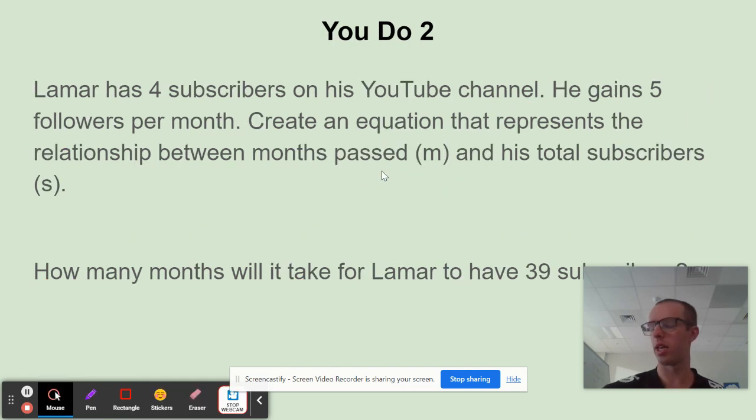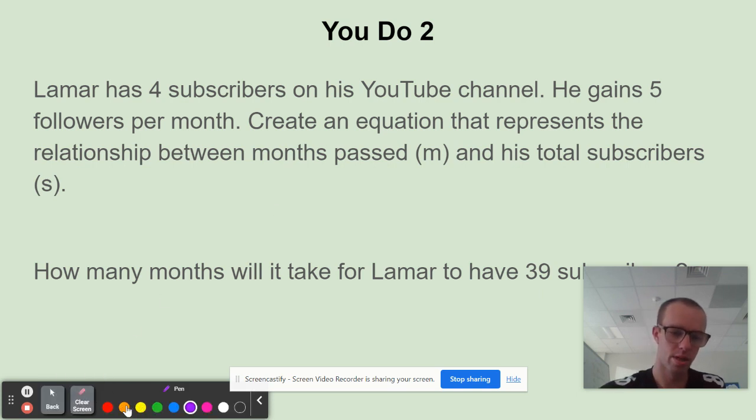All right. Again, I want you to pause and try the you do. Okay, hopefully you're unpausing and you solved this pretty easily. I'm going to go pretty quick. Lamar has 4 subscribers on his YouTube channel. He gains 5 per month. Create an equation that represents the relationship between months past M and his total subscribers S. Again, this is a linear function because it has a constant rate of change.